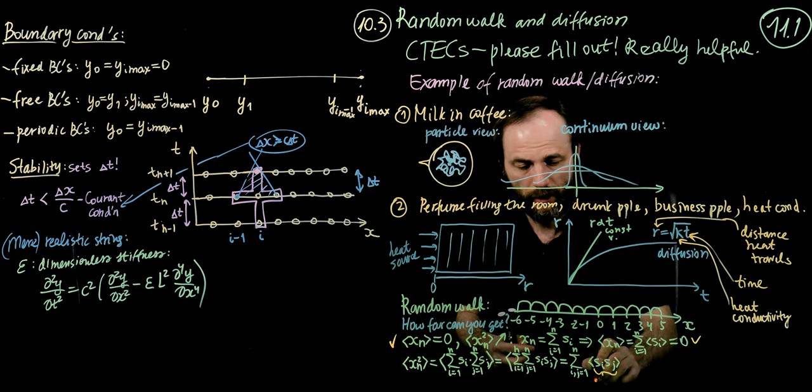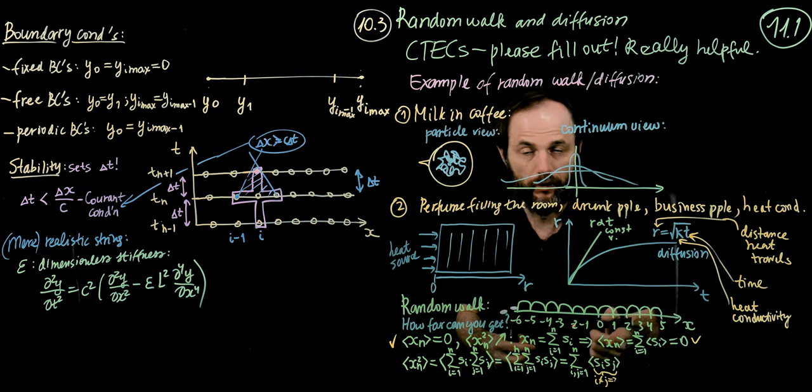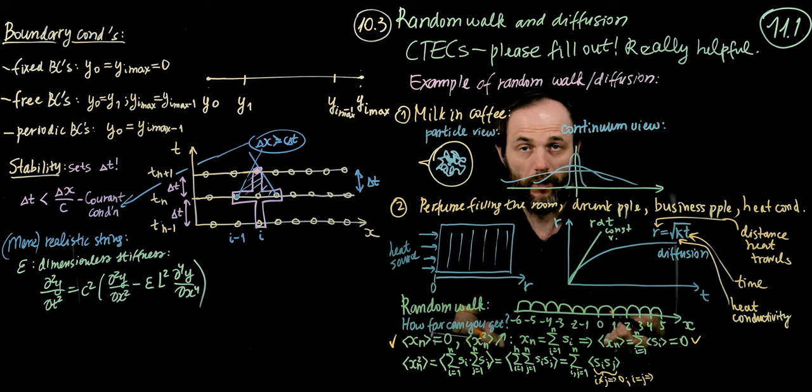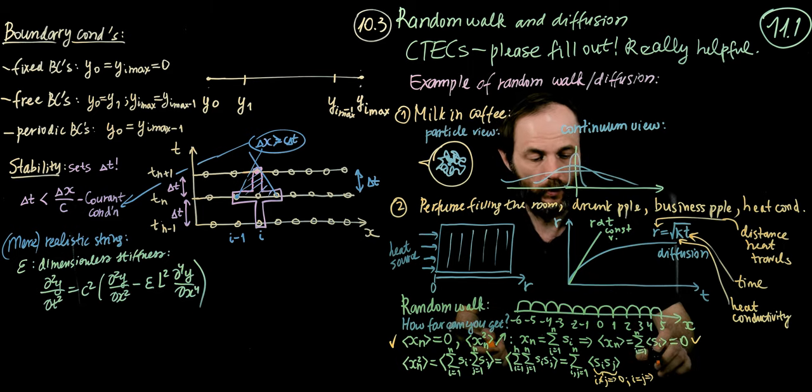Si Sj: if i is not equal to j, because the two steps are completely independent from each other, we're going to get a zero as a result. And if i is equal to j, then it will be Si squared. And Si is either minus 1 or 1, and the square is always 1. So we are going to get a 1.